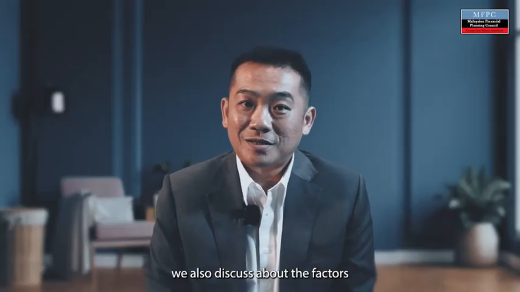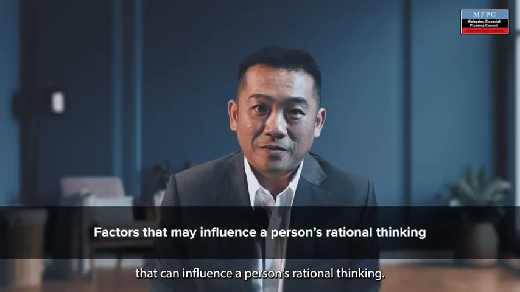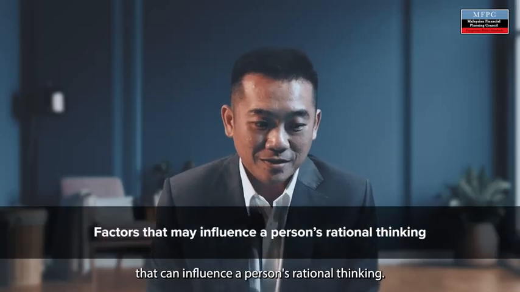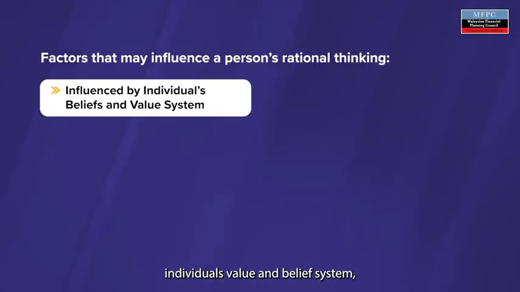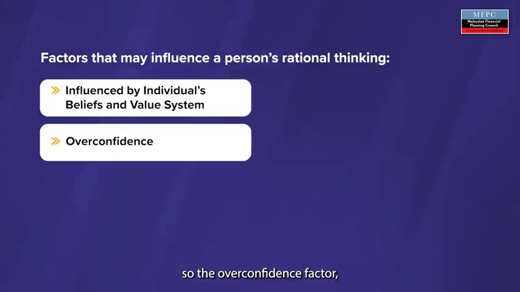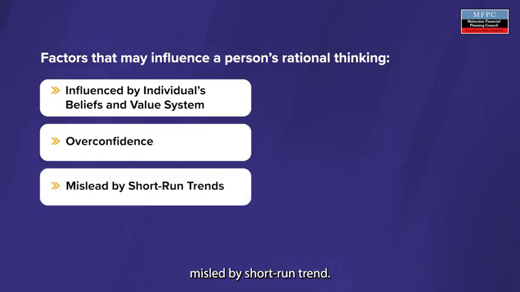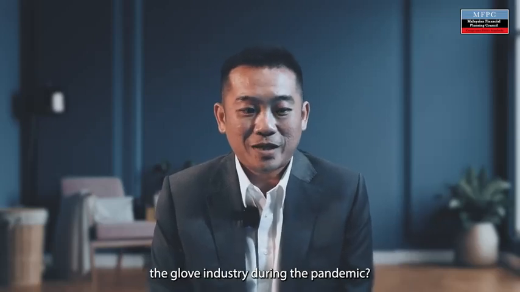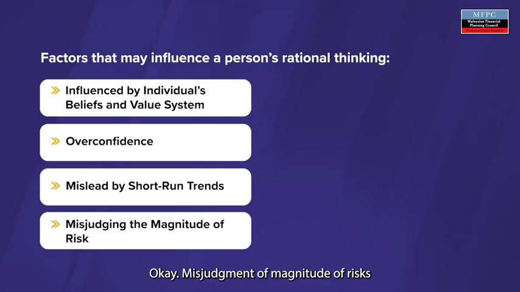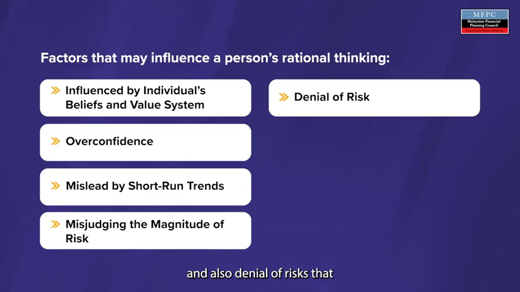Next, we also discussed the factors that can influence a person's rational thinking. Briefly, we discussed individuals' value and belief system, the overconfidence factors, and being misled by short-run trend. Can you recall the example we discussed? The glove industry during the pandemic. Also misjudgment of magnitude of risk, and denial of risk. Denial of risk, as you can recall, is mainly due to what the person wishes to achieve.